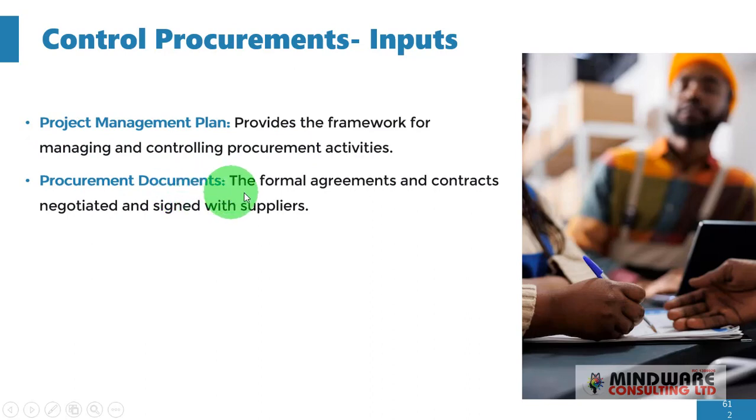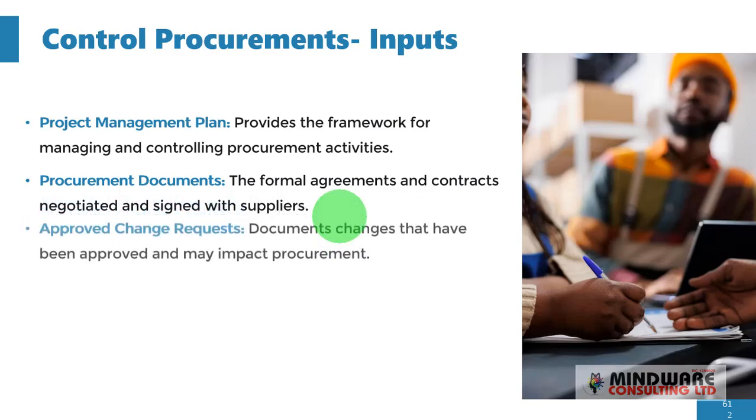Procurement documents. Now these are formal agreements and contracts negotiated and signed with suppliers. So you have agreements, you have terms, you have conditions, you have contracts, okay. So all these things have their various documents called procurement documents. So they all come as inputs in the control procurement process, because you're going to be ensuring that these terms and conditions, these agreements, are adhered to, all right. Everybody is very aware of them and they are working in line with the terms and agreements.